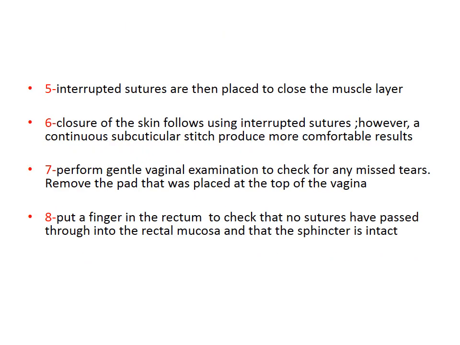The muscle layer should be closed using interrupted sutures, and then closure of the skin should follow, either using interrupted stitches or a continuous subcuticular stitch that has been found to produce more comfortable results. After that, we have to perform a gentle vaginal examination to check for any missed tears, and we must not forget that the pad that has been placed at the top of the vagina should be removed.